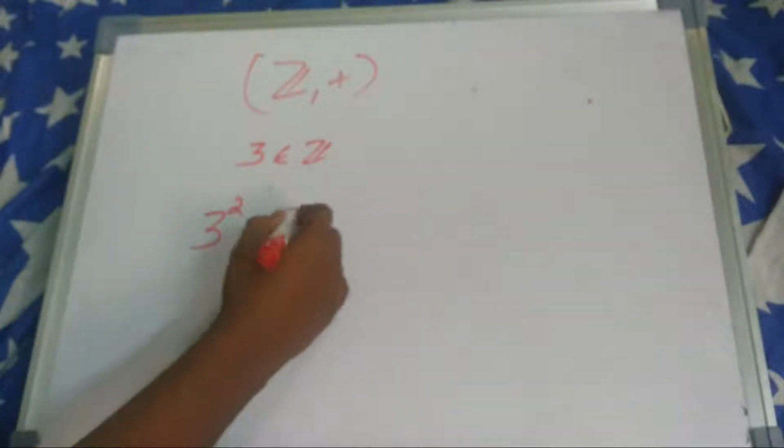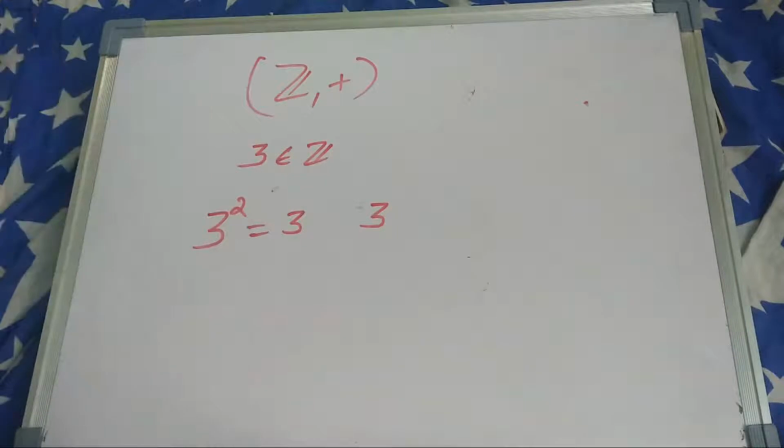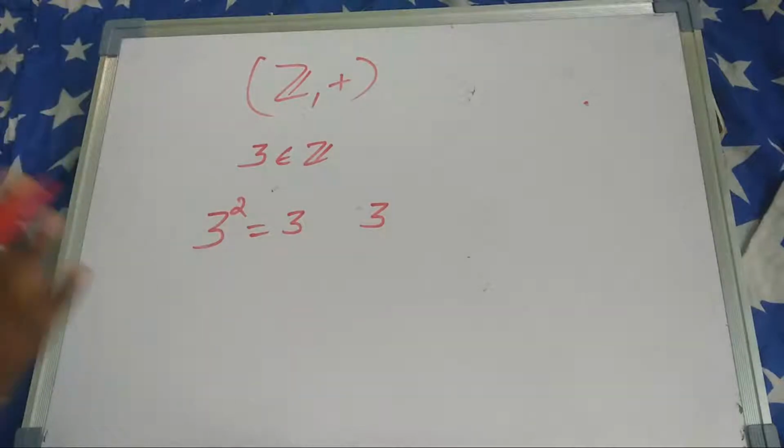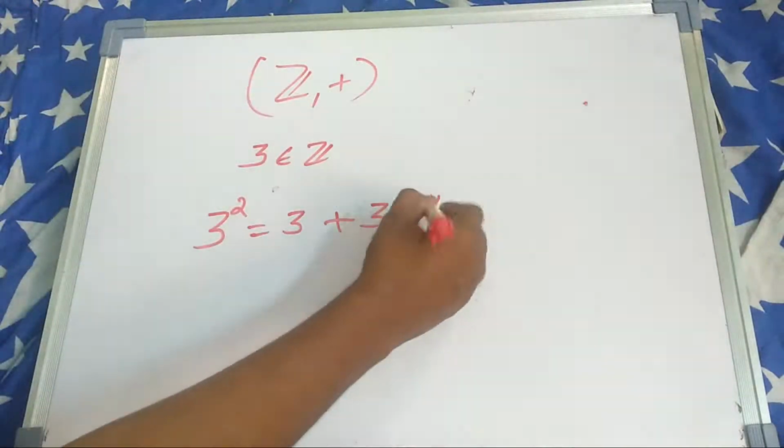Our obvious intuition will go to the square of 3 whenever we do the usual operation of natural numbers. But here, 3 square refers to 3 and 3 operated with respect to the operation given in the group. Now, Z forms a group under addition. So it is nothing but 3 plus 3, which is nothing but 6.